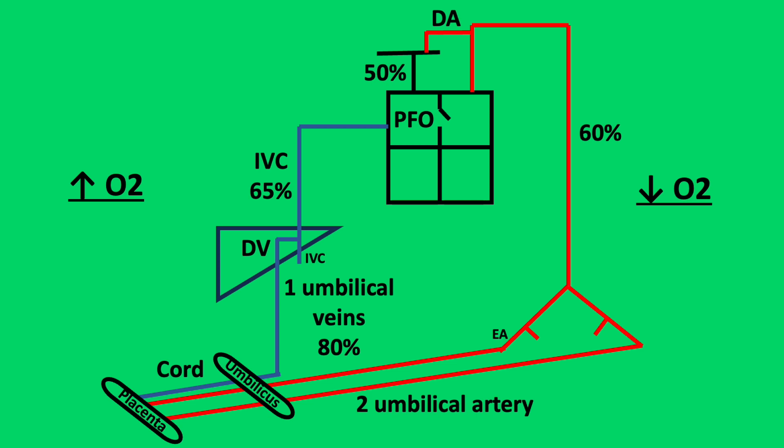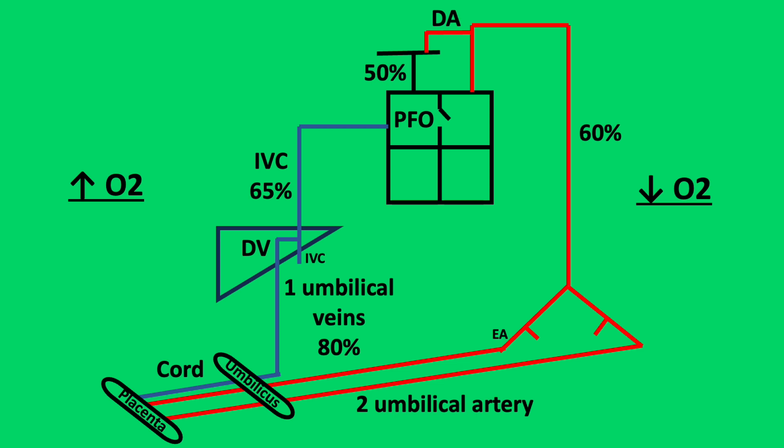The IVC oxygen saturations are lower than 80% as seen in the umbilical vein due to oxygen consumption in the liver. As blood moves from the IVC to the right atrium, the blood becomes shunted across the atria via the foramen ovale to the left atrium, and this is mainly due to the high pulmonary vascular resistance due to relative hypoxia, hypercapnia and acidosis within the fetus.